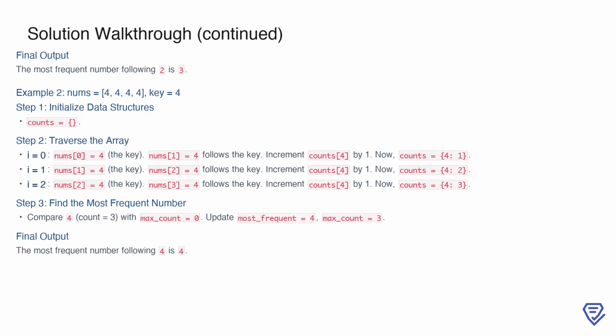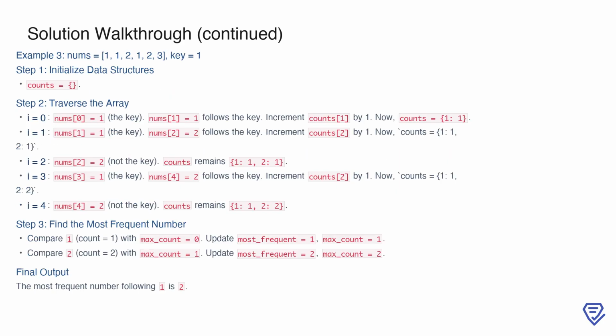Now, in the second example, where the array contains repeated instances of the number 4 and the key is also 4, we start by initializing the counts dictionary as empty. As we iterate, we find that every instance of 4 is followed by another 4. On the first occurrence, the count of 4 is incremented to 1. On the next iteration, it increases to 2, and finally, it reaches 3. After completing the traversal, we compare the counts in the counts dictionary. Since 4 is the only number present and its count is 3, it is the most frequent number following the key. The final output for this example is 4.